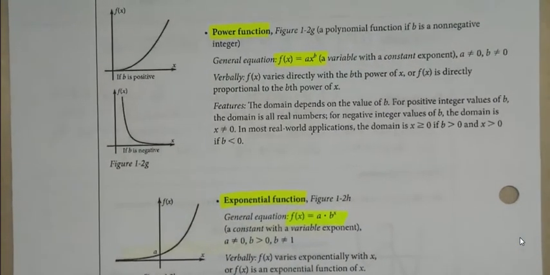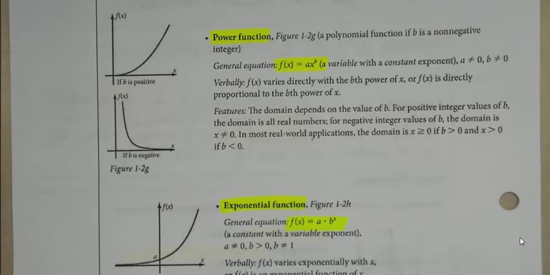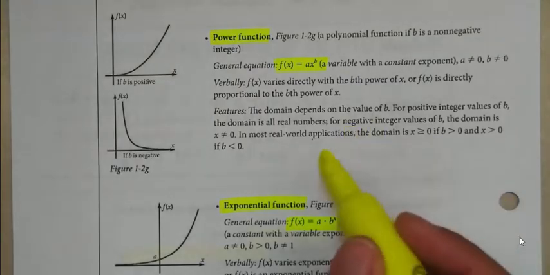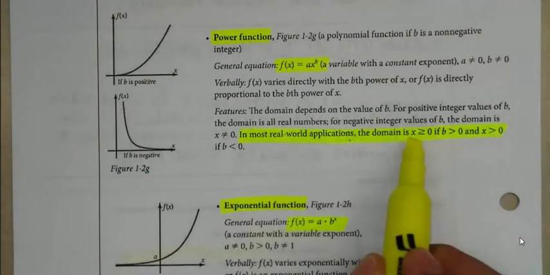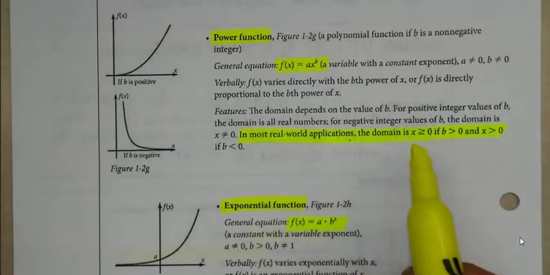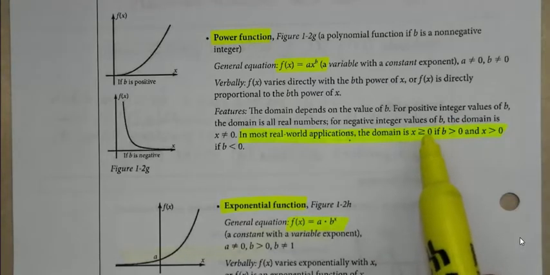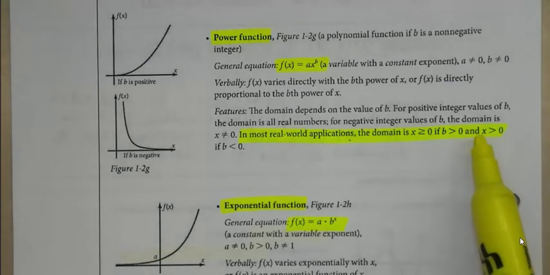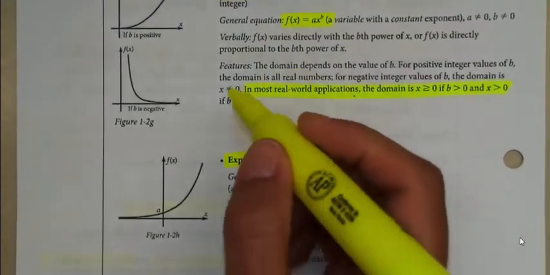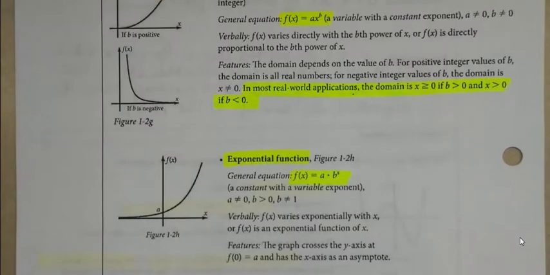Again, they're super similar to one another, but something that you should know about power functions, and it's not a huge deal, is just that in most real-world applications, the domain is going to be, like if we're thinking about time, you're usually never in negative time, right? So your domain's always going to be greater than or equal to 0 if b is greater than 0, and x greater than 0 if b is less than 0.